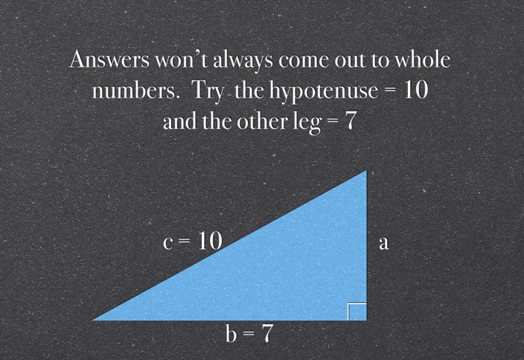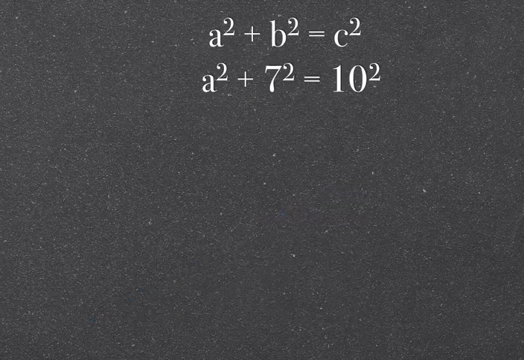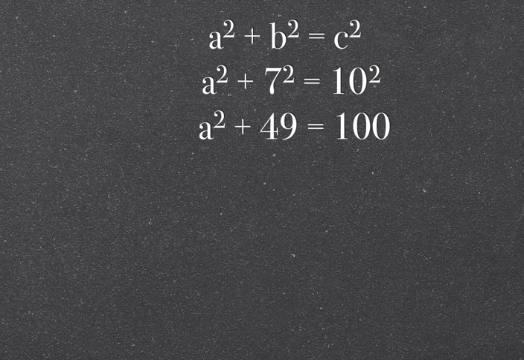Now, so far my answers have worked out to whole number answers. It won't always work this way. Let's try a hypotenuse of 10, and let's try b this time, the other leg, as being of length 7. Again, the formula, 7 in for b, 10 in for c. Squaring both numbers gives us a squared plus 49 equals 100.